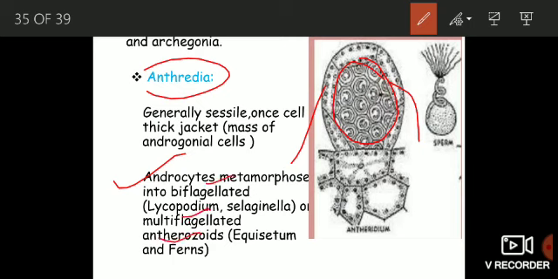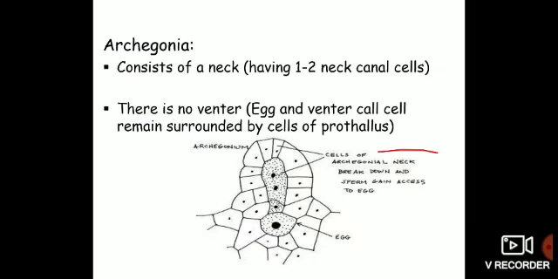Okay, biflagellated antherozoids are present in case of Lycopodium and Selaginella, and multiflagellated antherozoids are present in case of Equisetum and ferns. Okay, here this is the multiflagellated antherozoid which is produced in case of ferns.